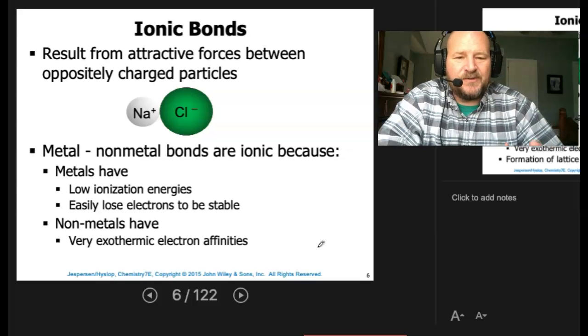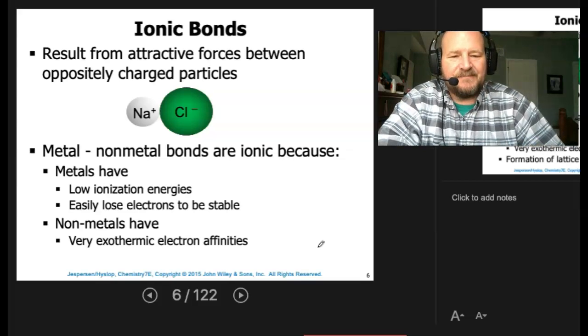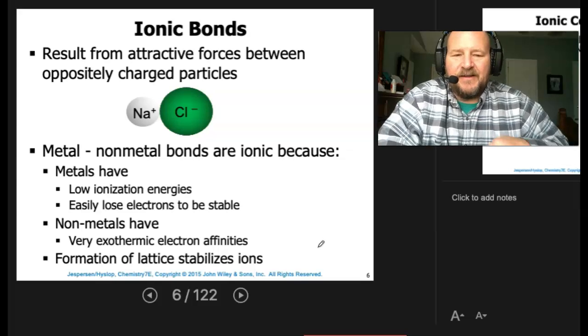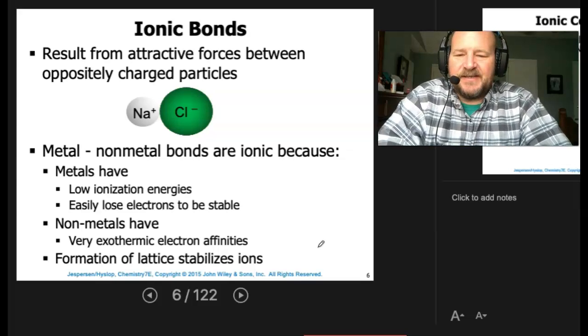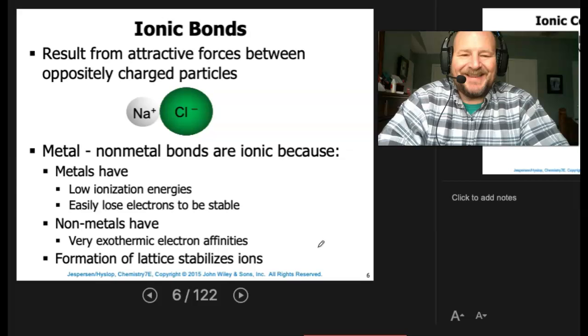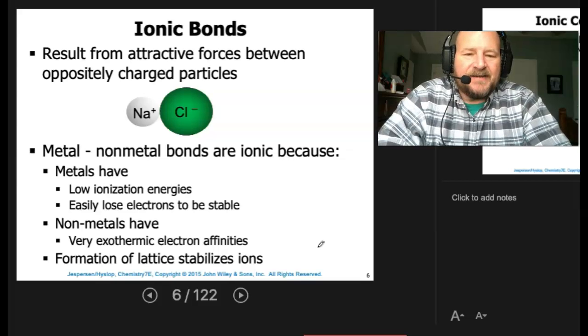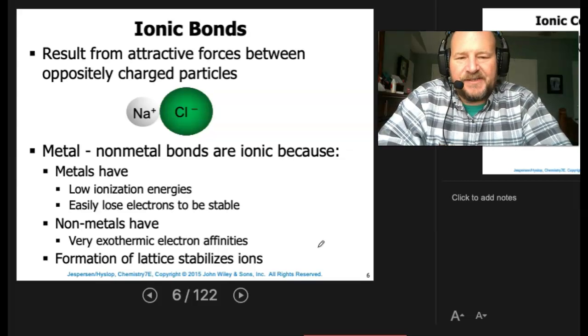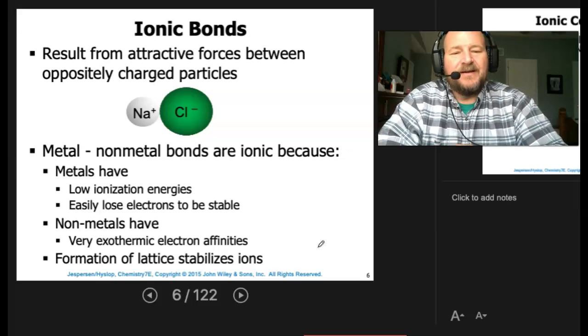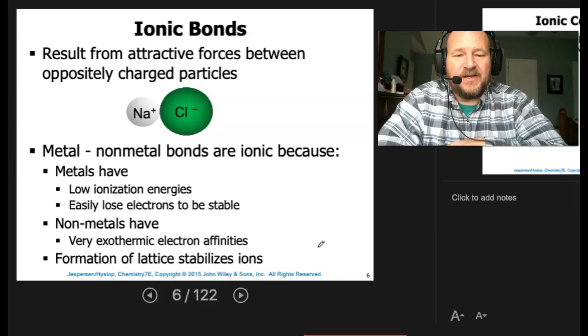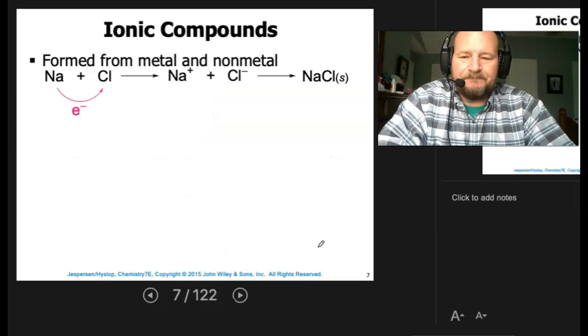In other words, they want to accept those electrons. Okay? Now, another factor that's going to go into these things is what we call the formation of a lattice. The lattice is basically how these charges are interacting with each other. And they're going to form a lattice or a network that's going to actually typically give us energy. So that's also going to be energetically favorable.